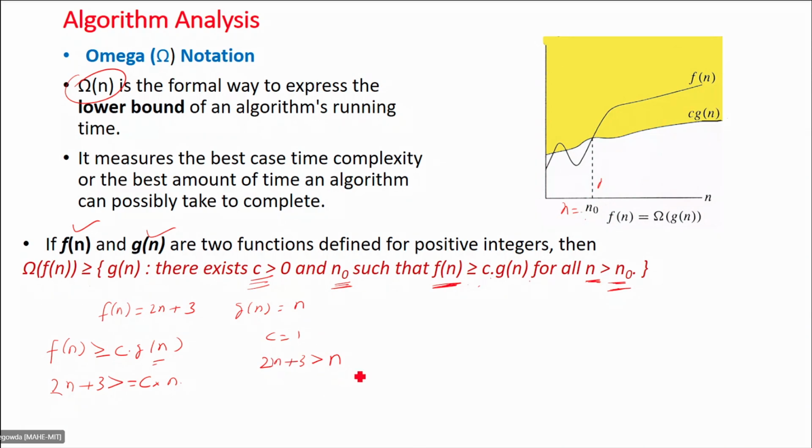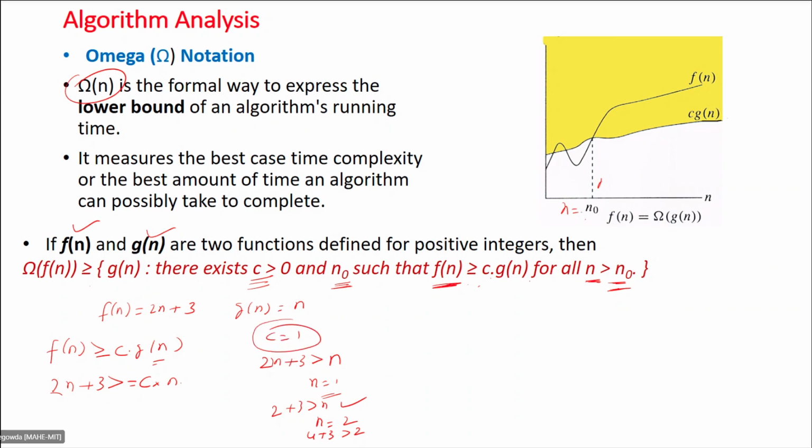This condition is true with the starting value n is equal to 1 itself. Suppose n is equal to 1, this becomes 2 plus 3 greater than 1. This holds good. Suppose n is equal to 2 here, so this becomes 4 plus 3 greater than 2, and so on like that. So as we can see here, the function gives the lower bound of f of n when the value of c is equal to 1.